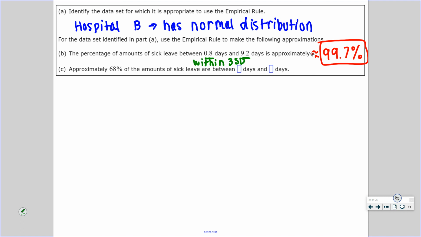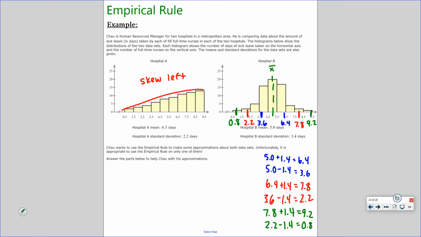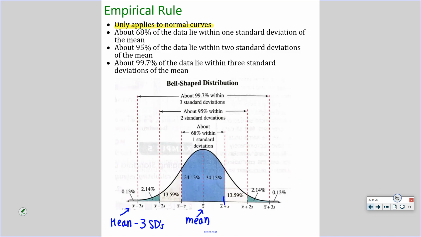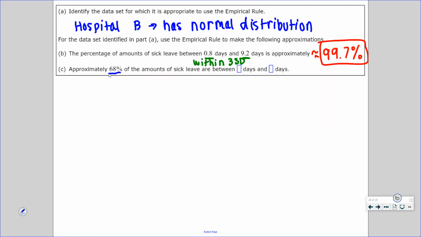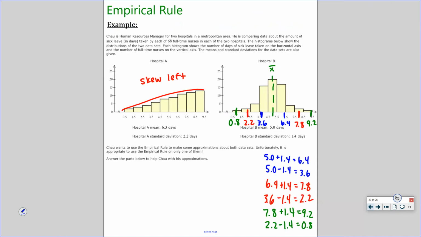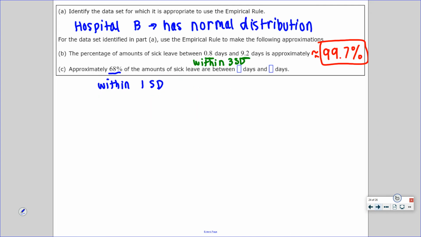Okay, so C, which I kind of already talked about, approximately 68% of the amounts of sick leave are between which days? Yep, 68% is within 1 standard deviation. So within 1 standard deviation, we'll do those blue numbers, 3.6 and 6.4 days.